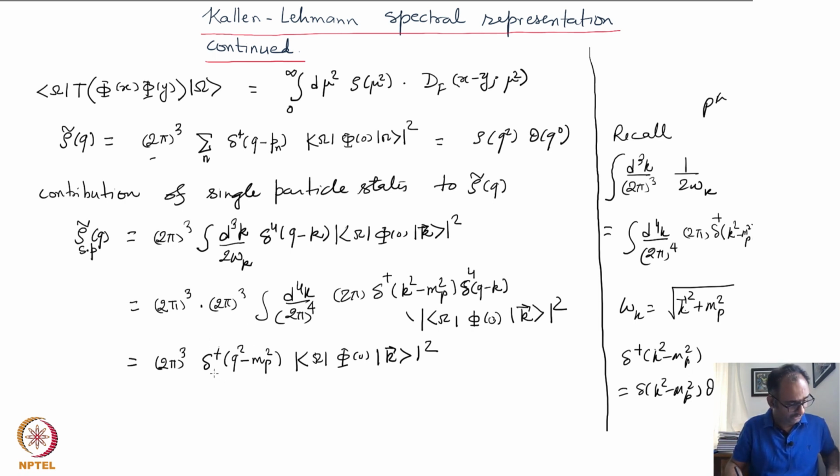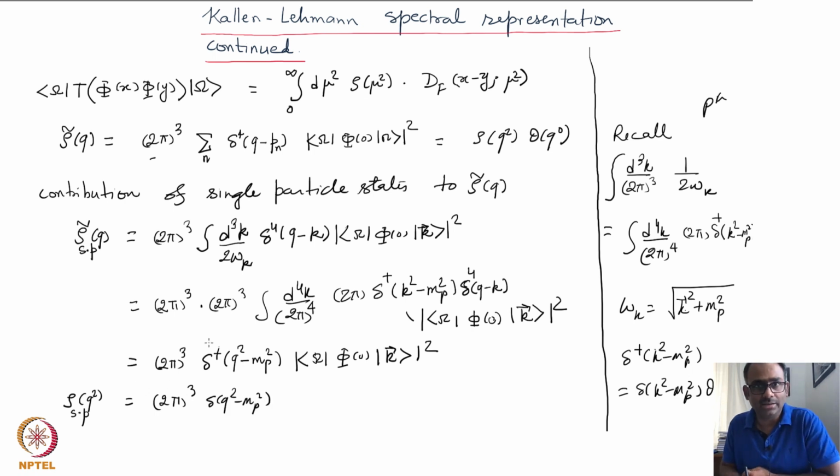So from this I can then read off what rho of q square is coming from single particle states, that is 2 pi cube times this delta of q square minus mp square, because rho tilde is rho of q square times theta q naught. So that theta q naught I am taking away, and then you have this factor, this Lorentz invariant factor.